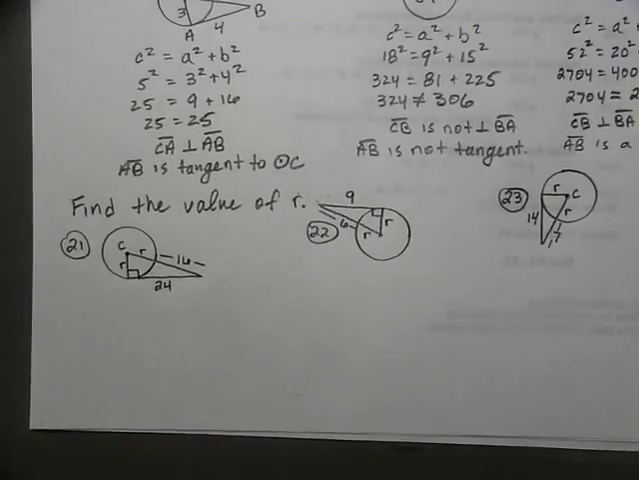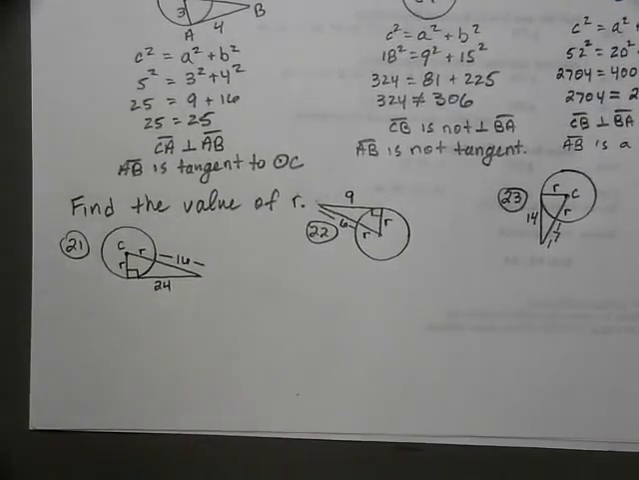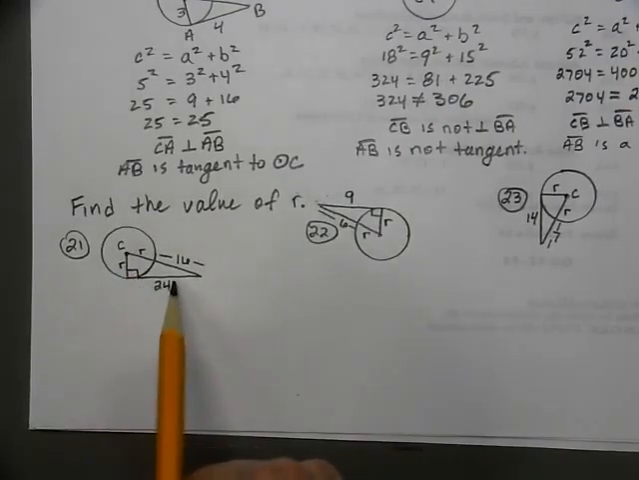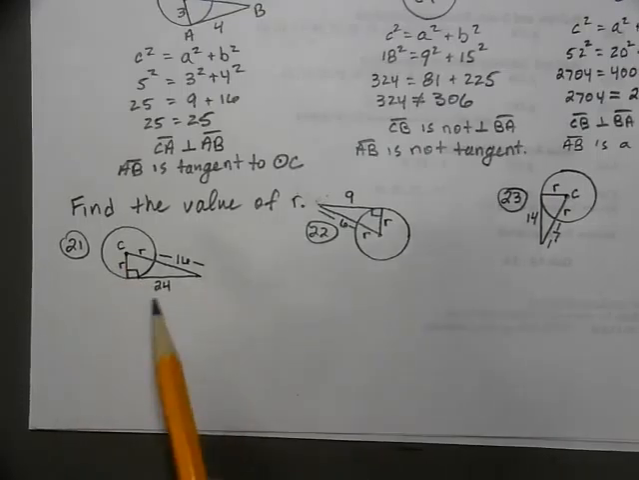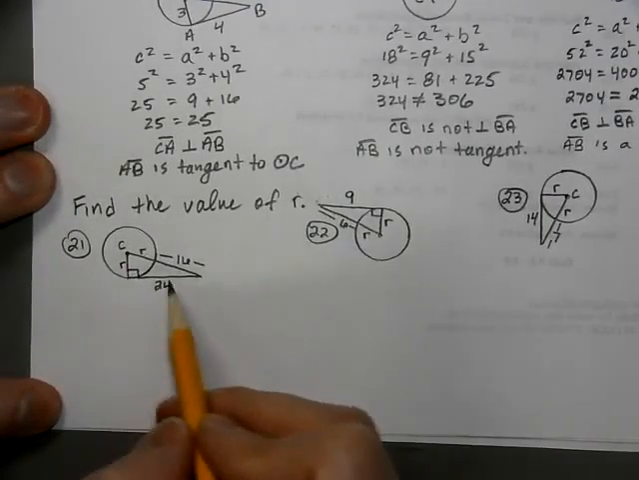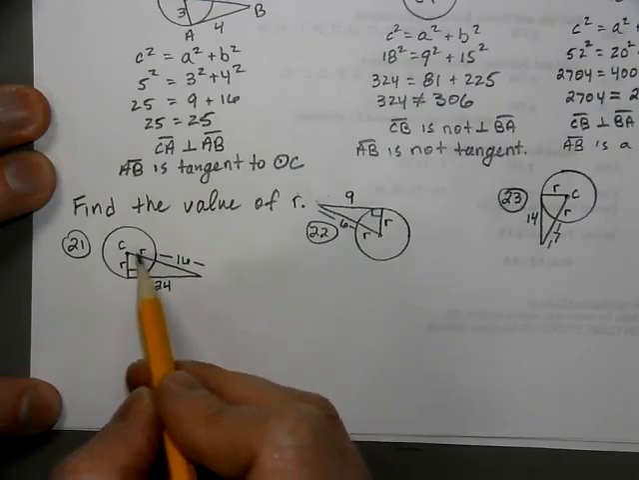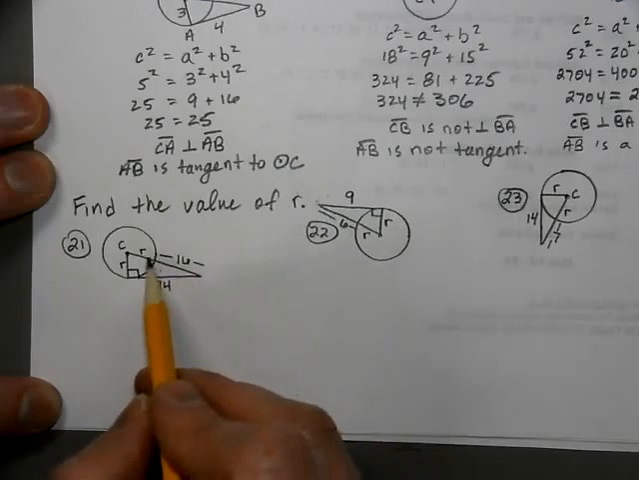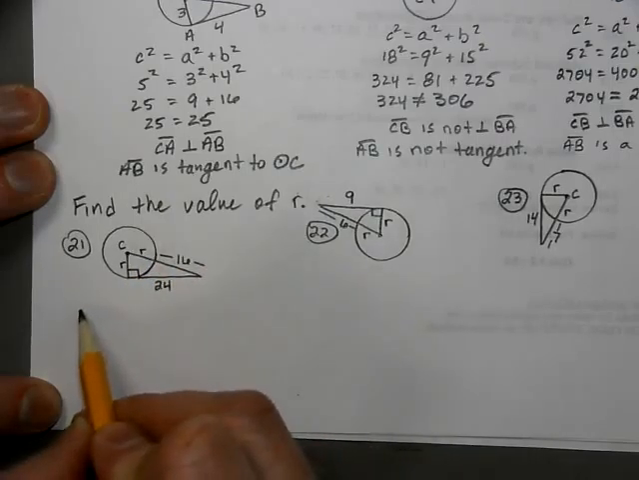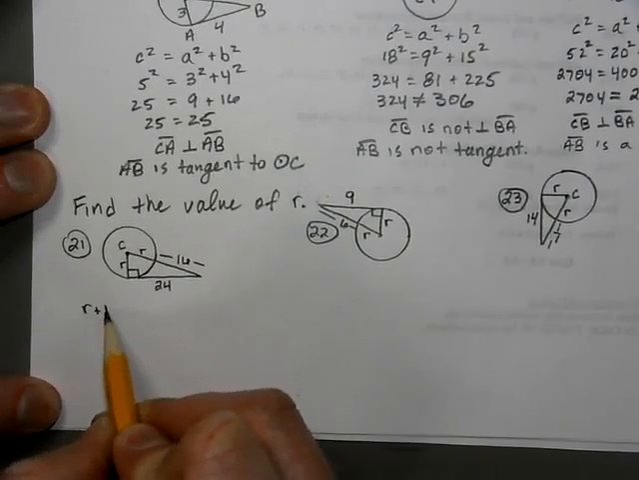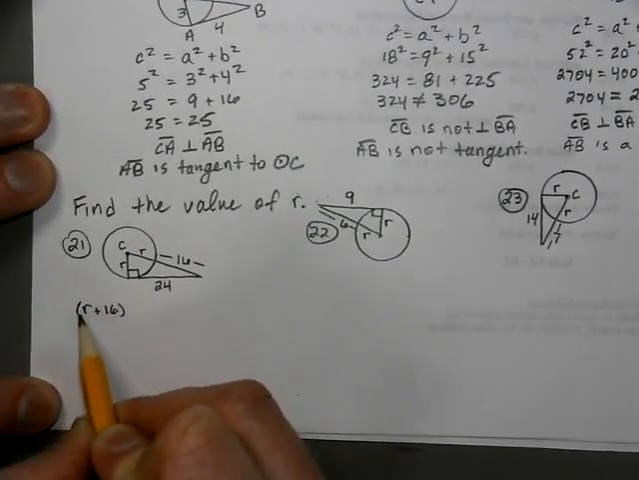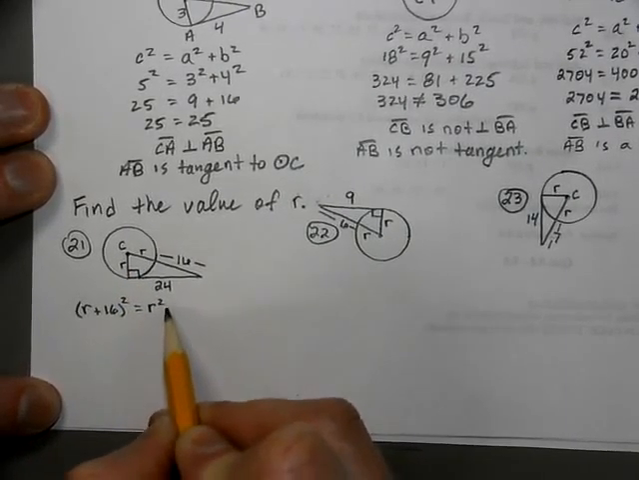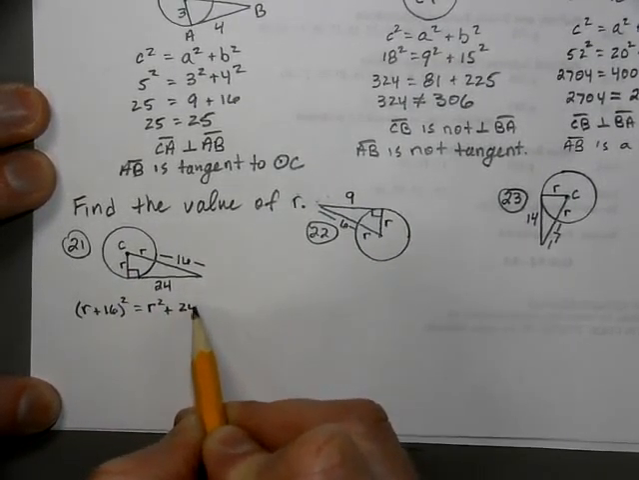For number 21 through 23, we're going to find the value of R, which is our radius. We know that we have a tangent which is perpendicular to the radius. So when we have that, we're going to take the R, which is the radius, plus the additional 16, which is how much this extends out. So it's R plus 16. So it's that value squared equals the leg squared plus the other leg squared.